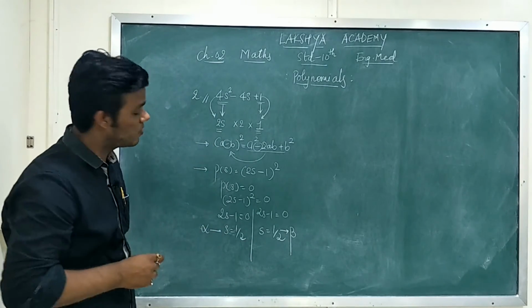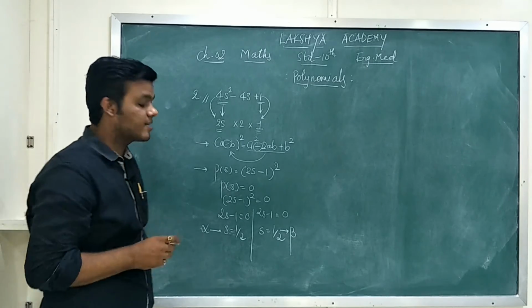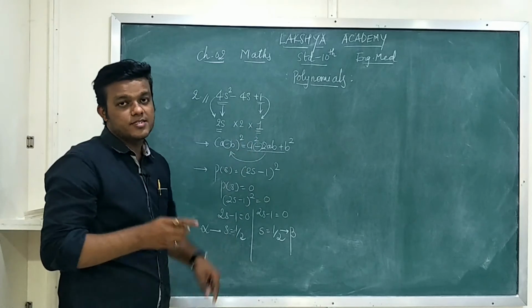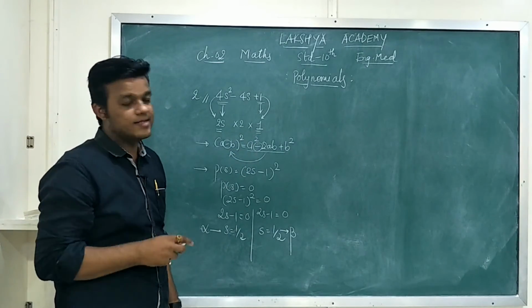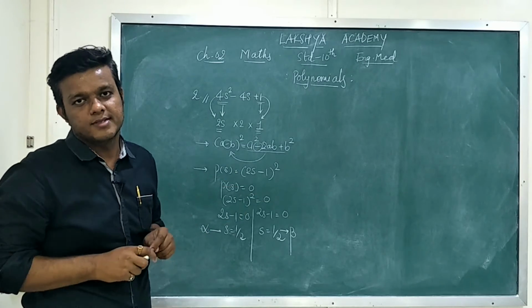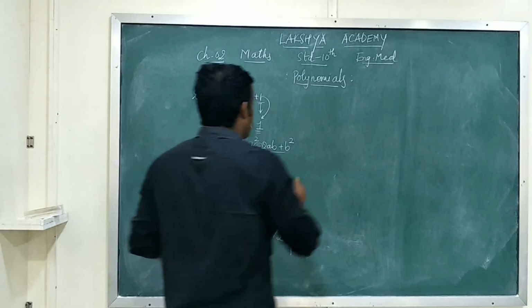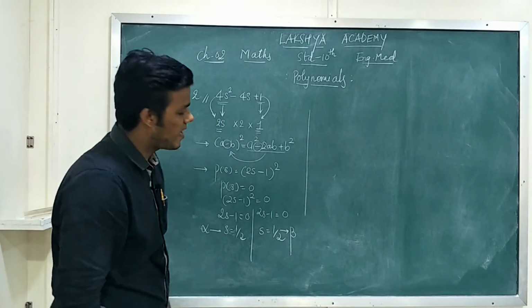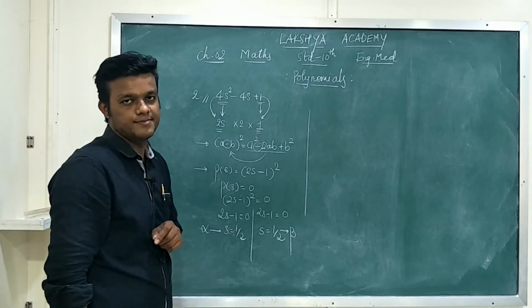So what can we conclude from this? We can conclude that if the given polynomial is a perfect square, then the zeros of that polynomial will be the same only. Right? Now we will check the relationship between the coefficients and zeros of the polynomial.